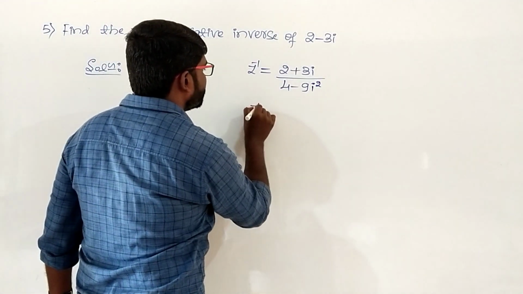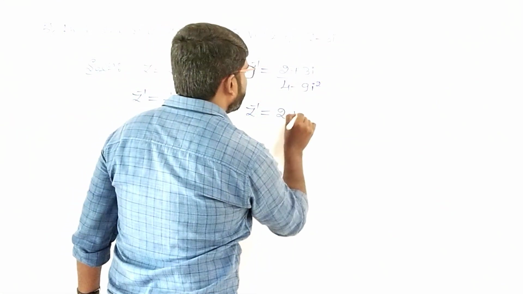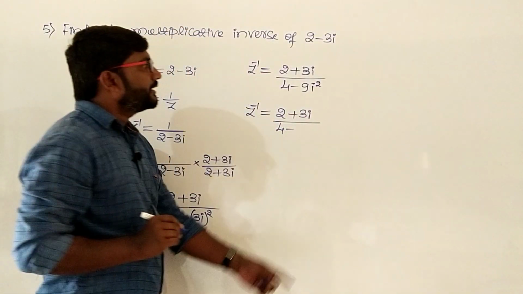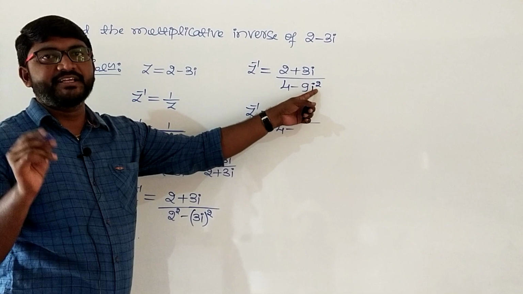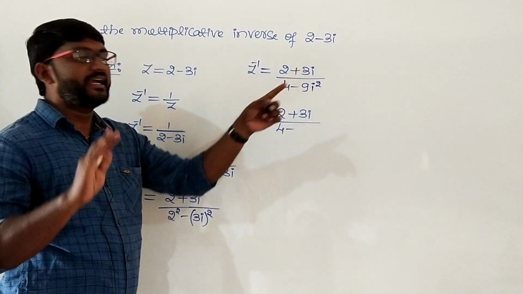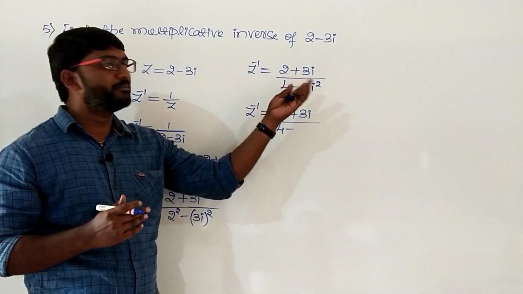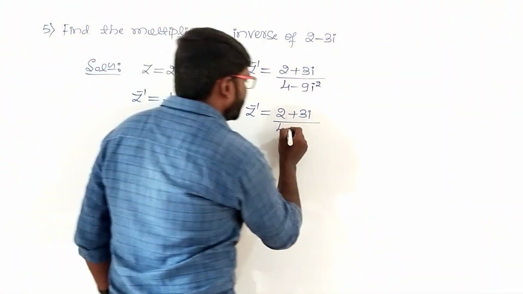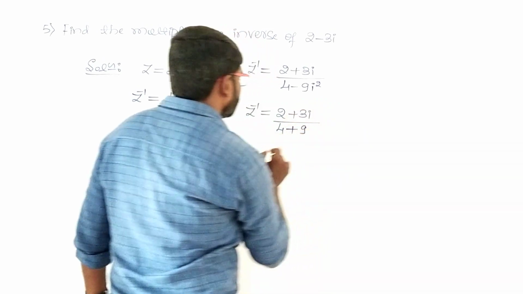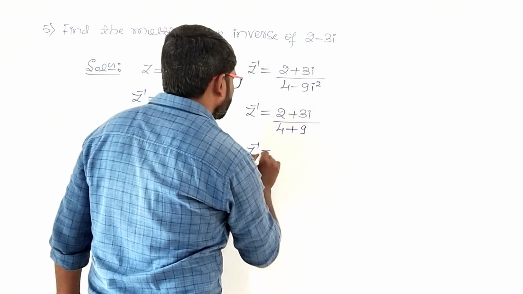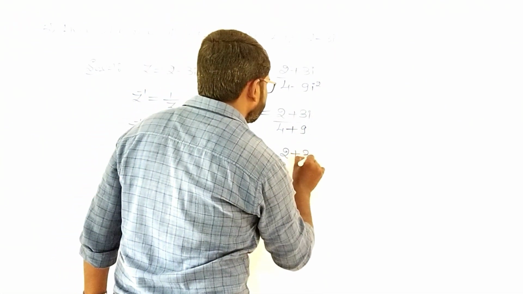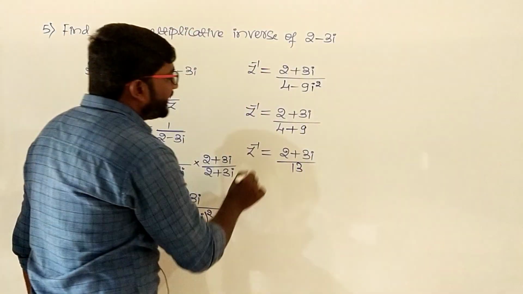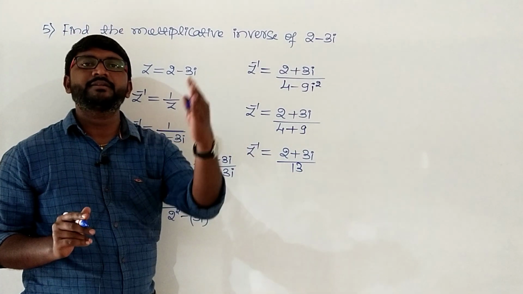Now we'll simplify this further. Z inverse is equal to 2 plus 3i divided by 4 minus, now we have the value for i square. i square ಅಂದರೆ minus 1 ರೀ, ಕಾಂಪ್ಲೆಕ್ಸ್ ನಂಬರ್ ಇಲ್ಲಿ. i ಅಂದರೆ ರೂಟ್ ಮೈನಸ್ 1 ಆಗ್ತದೆ, i square ಅಂದರೆ minus 1. Minus into minus will be plus. We get plus 9. So now Z inverse is equal to 2 plus 3i as it is, and then 4 plus 9 will be 13. Now we have to write this in the form of a plus ib.